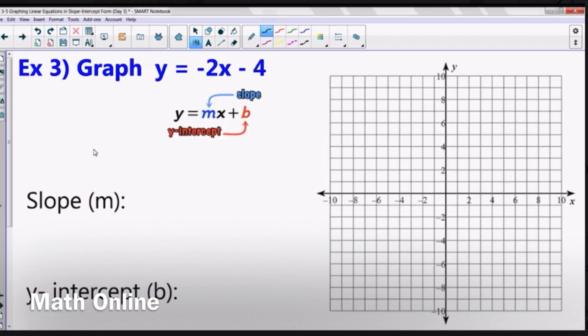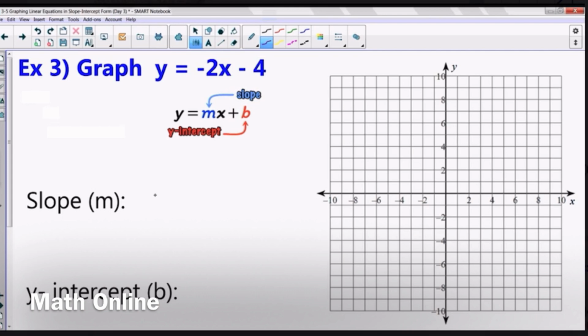All right, so we're looking at graphing the equation y equals negative 2x minus 4. As you can see on this picture here, we have m representing the slope and b representing the y-intercept. Once again, notice that the slope is always in front of the x, so that's important. Before we graph anything, we want to make sure that our equation is in slope-intercept form. Yes, it is: y equals mx plus b. So we need to identify the slope and the y-intercept in step 1.